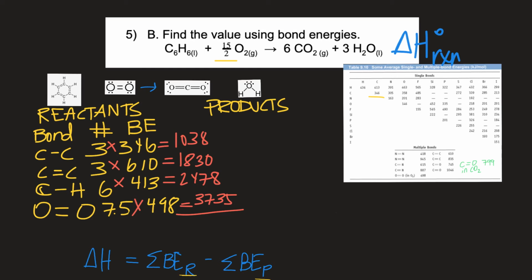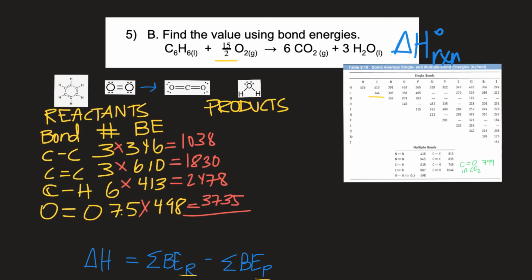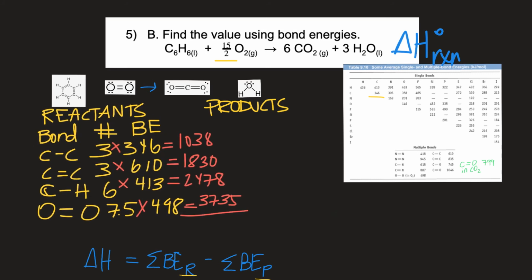So I finished filling in the rest of the chart. Compare your chart and your arithmetic with mine. When I sum up these numbers in red, these products in red, I'm going to get 9,081 kilojoules. And that's going to go on my reactant side.